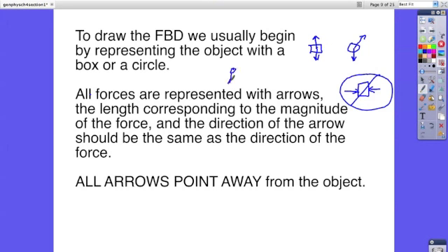Even if a person is pushing on a box from behind, this person is pushing that box, we would draw the force that person is exerting like that. It's the direction that the force that they're applying would move that object. Okay?